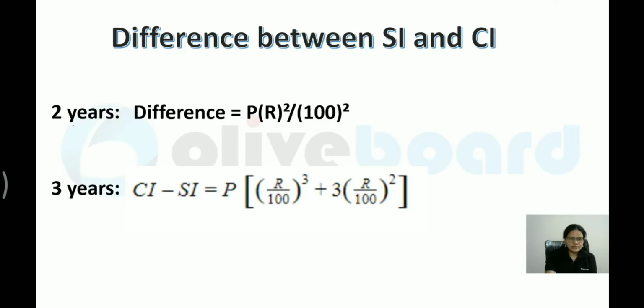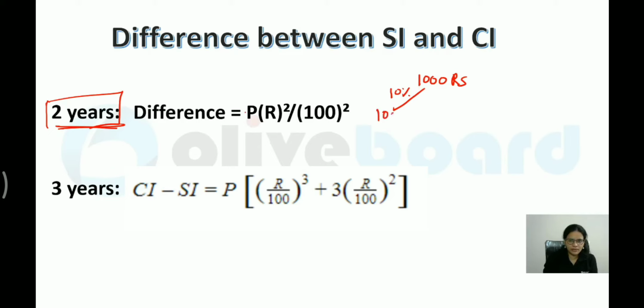Now this is the formula when you are using the difference between the simple interest and compound interest for 2 years. What is the formula? P R square by 100 square. So if I am going by the tree diagram method, so for 2 years, what would be the diagram? Let me take example of 1000 rupees. So for 2 years, if you calculate the value, so what would be the value?